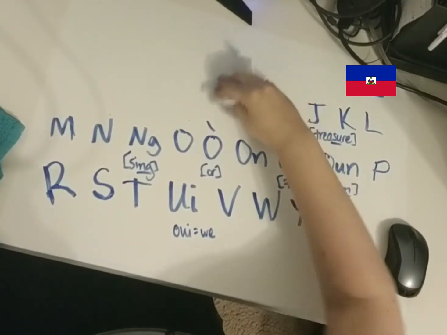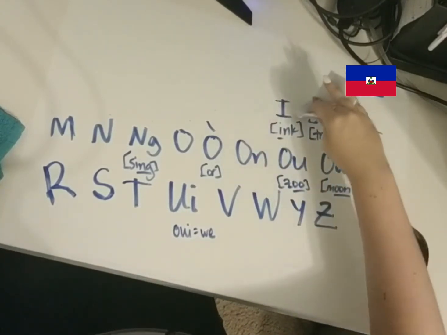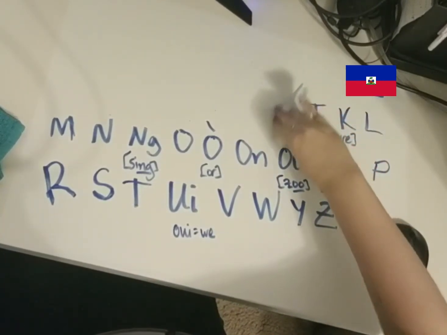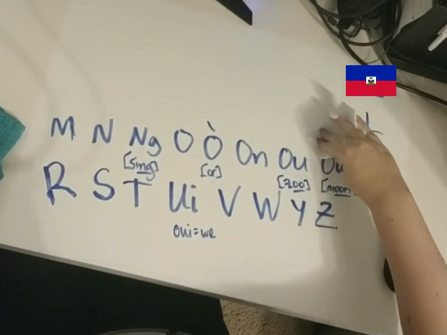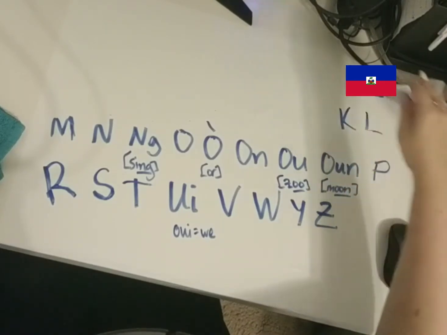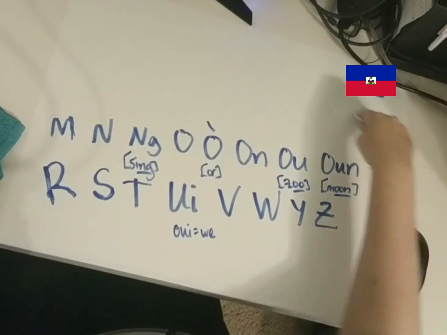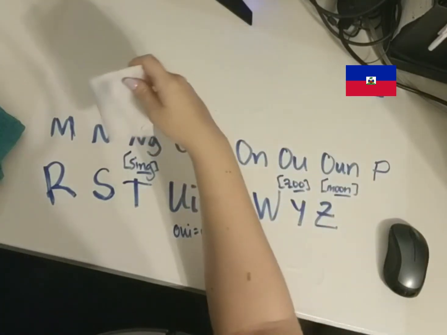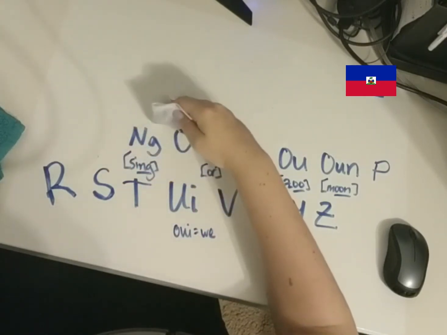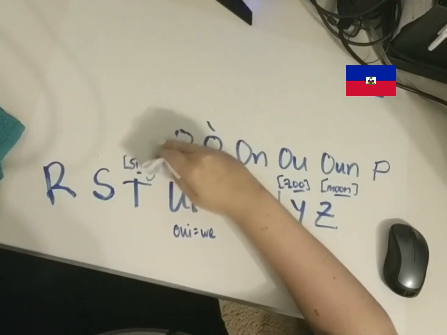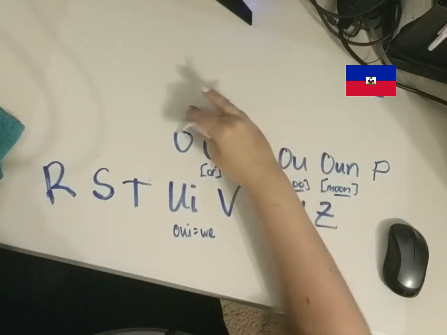G, g, g, g, sound. H, h, h, sound. H, E. J, j, j. K, k, la, la as in love. M, m, na. Ng, ng, ng. O.